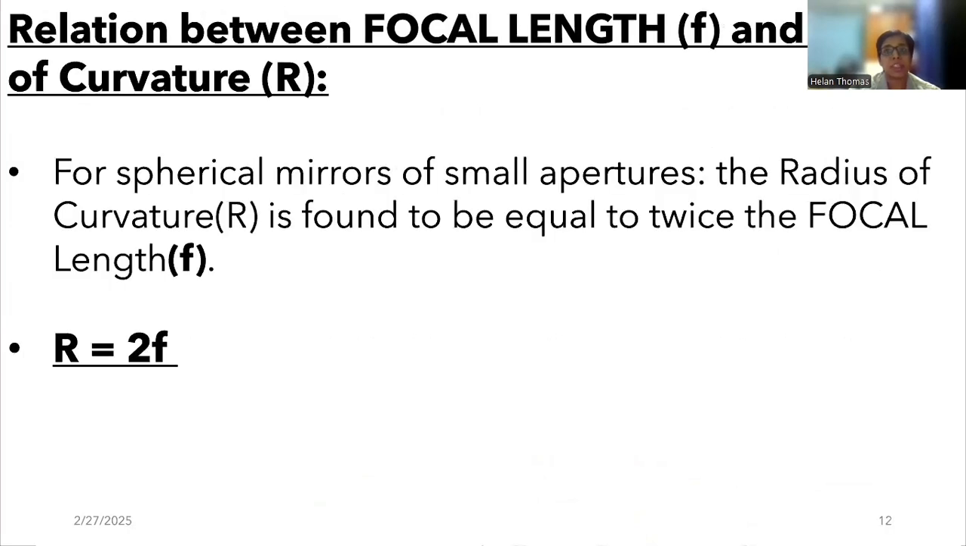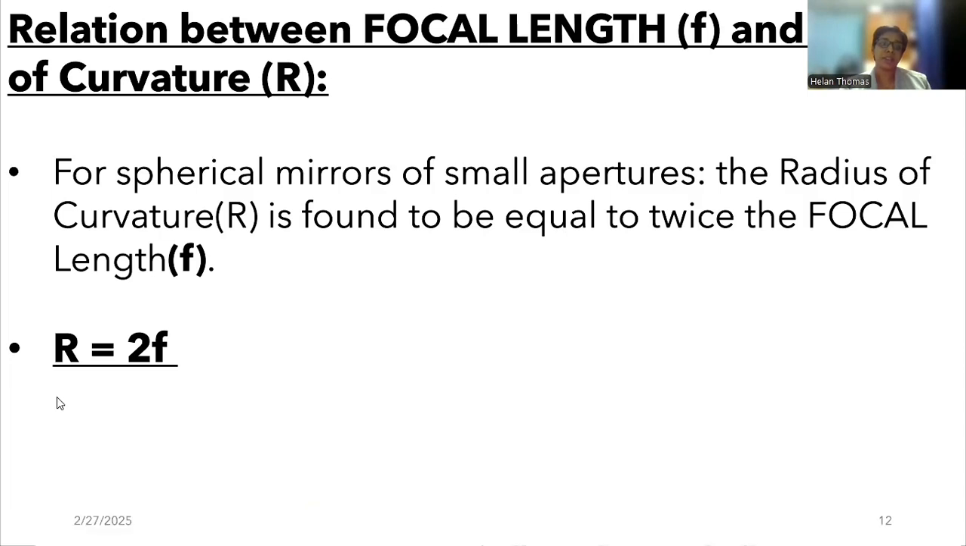So the relation between focal length and radius of curvature. The radius of curvature is nothing but the radius of the sphere of which the concave mirror or convex mirror is a part. That radius of the sphere is called the radius of curvature, right? If you observe, the focal length will be half of that radius. So the relation is, twice the focal length is the radius of curvature.